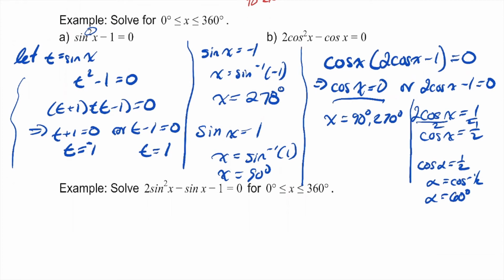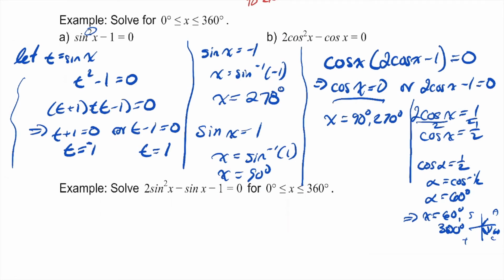I'm running out of space, so let me do that over here. Cos is positive, so that happens in quadrants 1 or 4. That implies that x is either 60 degrees or 300 degrees. Because in this quadrant, alpha is there, and so that's how we get our angle.